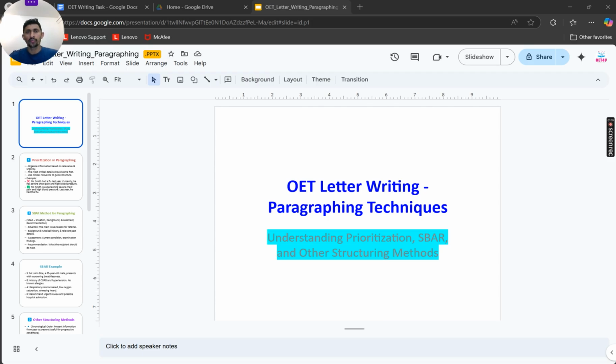Okay, so today we are going to discuss letter writing again, with how we are going to write a paragraph. The paragraphing techniques are different. We are going to see how to prioritize the case notes in your actual examination question, as well as other methods like SPAR and other structuring methods.